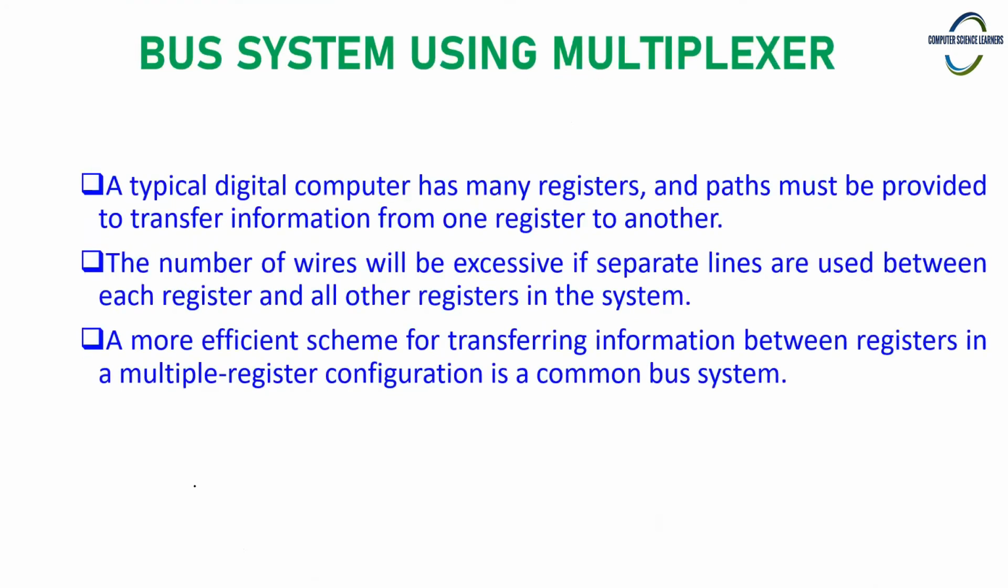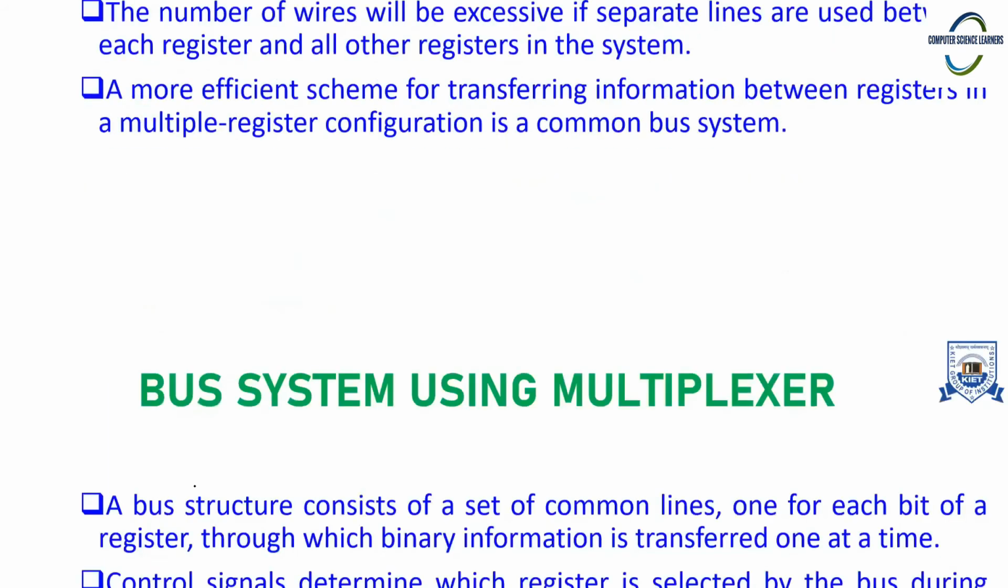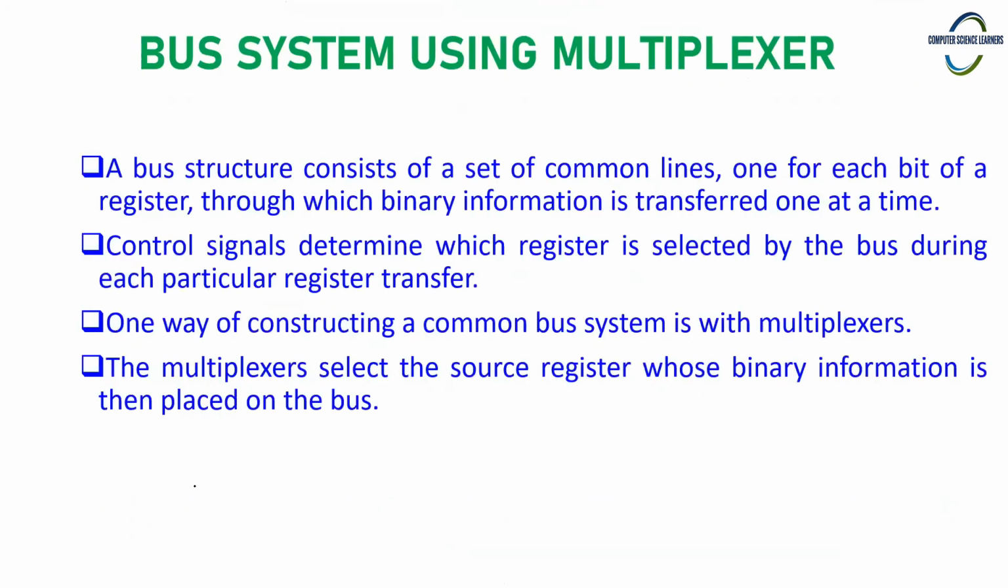Now, when we talk of a common bus, it is something where multiple devices or multiple registers are connected with a common bus, and one of the registers will use this bus. We can do this with the help of multiplexers. A bus structure consists of a set of common lines that we call the common bus, one for each bit of the register.